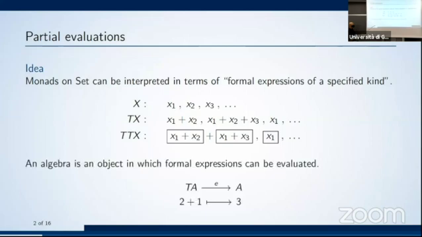All right, so algebras are places where these are not just formal, but these things can be evaluated. So 2 plus 1 is not just this expression written like that, but you can say that it's equal to 3, and that's the structure map of the algebra. So all monads on Set can be interpreted this way. Of course, operations may be infinitary in general.